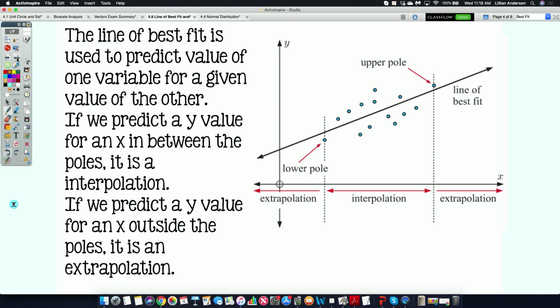Like I said before, the line of best fit is used to predict values for one variable for a given value of the other. If we predict the y value for an x in between poles, which is basically a pole created from your lowest point and then your highest point, it's called an interpolation. If it's outside of those poles, it's called an extrapolation.